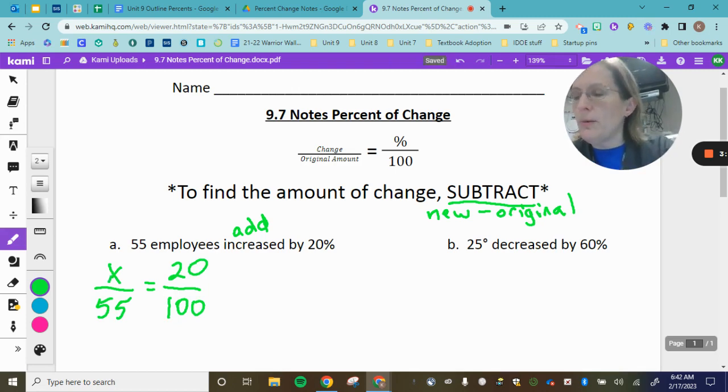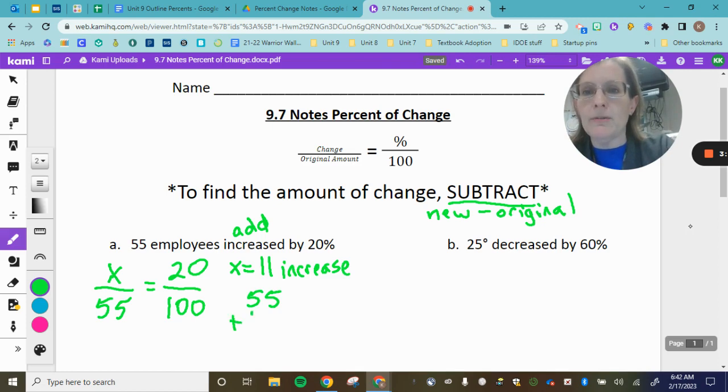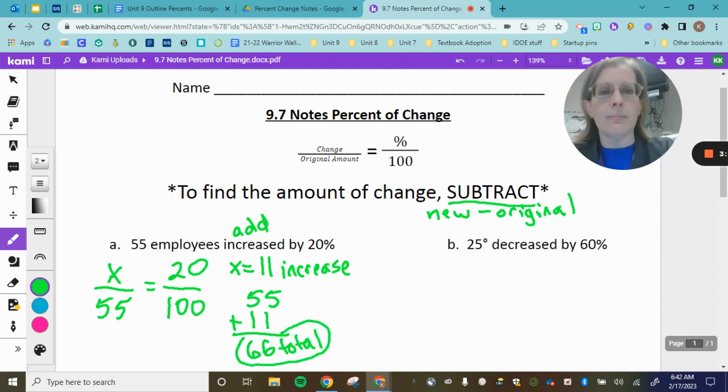So when I cross multiply this, I will get x equals 11. That means 11 is the increase. There are 11 more employees. So if we needed to figure out how many employees they have now, we would take the original amount plus how many employees they hired to get that there are 66 total employees now at this company.